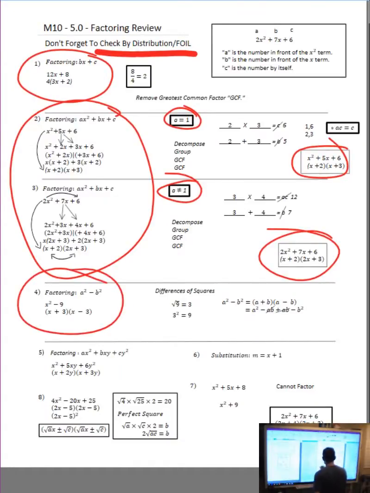Factoring differences of squares, lots of differences of squares. It's going to come up in trigonometry, etc. And then all of the special ones down below. And remember, sometimes we cannot factor. Don't forget that.